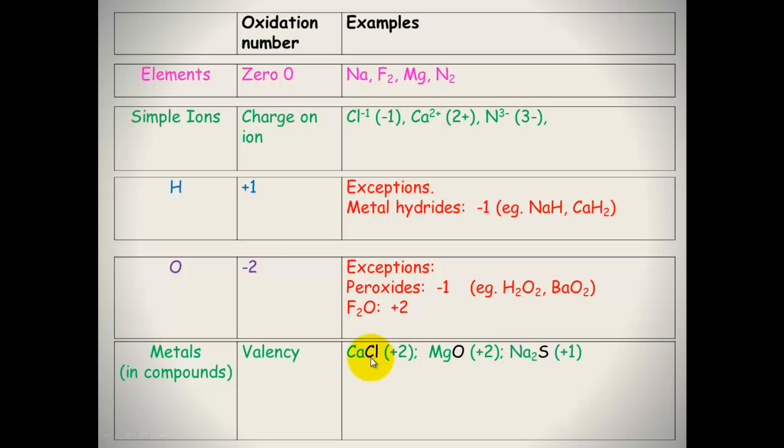This is a point to note now. There is no rule for the oxidation number here of chlorine in this, or of sulfur or sulfide in this compound. You need to calculate these based on the metals in the compound, but I'll explain that in a minute. Don't just think that it's the charge on the chloride ion or the charge on the sulfide ion. You need to calculate these, but I'll explain this in the next slide. The simple ion charge only applies when they're ions by themselves. So metals in compounds have their valency, not the non-metals in a compound.